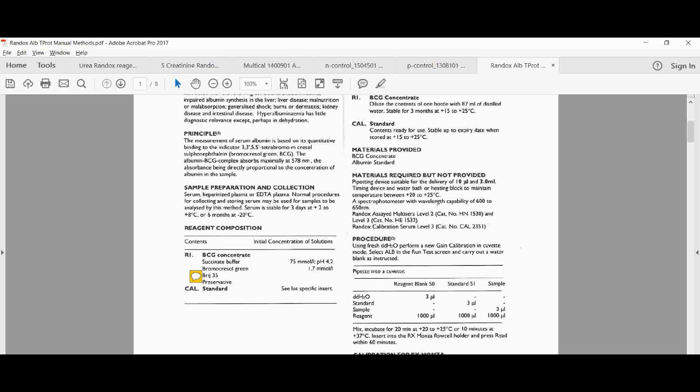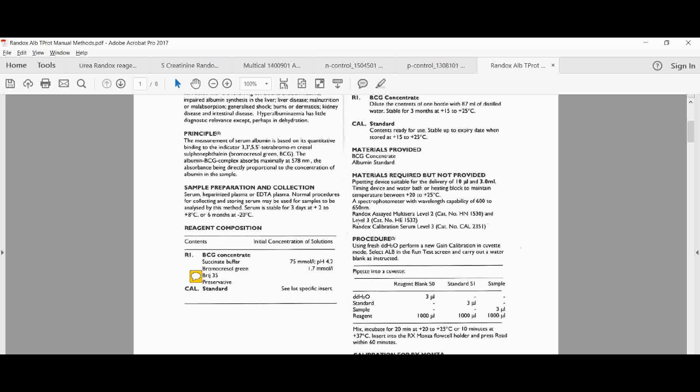And then they also talk about, say, you must have controls, multi-Sera level 2 and level 3 controls. And they talk about Randox calibration serum level 3 standard. But we've already have a standard which is in the kit. So this is just an extra standard. So you don't have to have another standard to do this analysis, seeing that you have already a Cal standard.